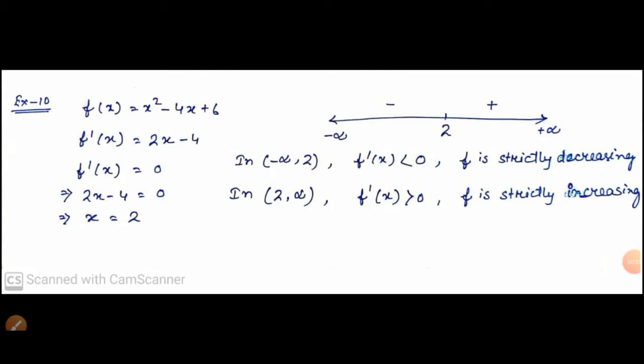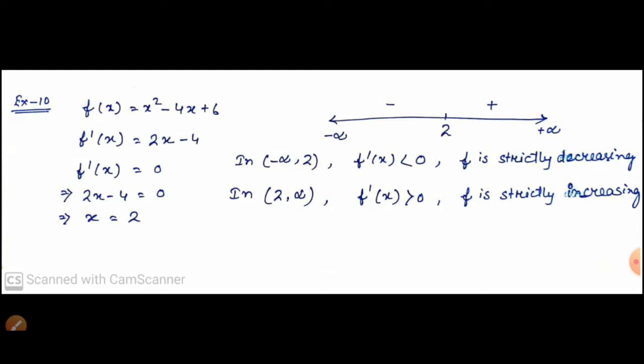Example 10 is given here. Find the intervals in which the function f given by f(x) = x² − 4x + 6 is strictly increasing and strictly decreasing. So in this question we have only the function. We don't have any interval where we have to check the increasing and decreasing. So for this, first of all we have to find the derivative of f(x). So the derivative of f(x) will be 2x − 4.